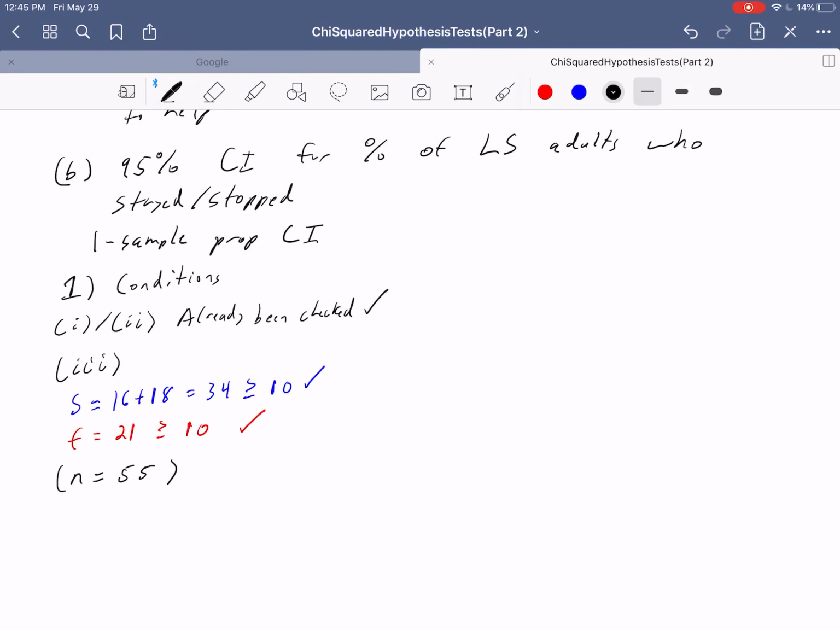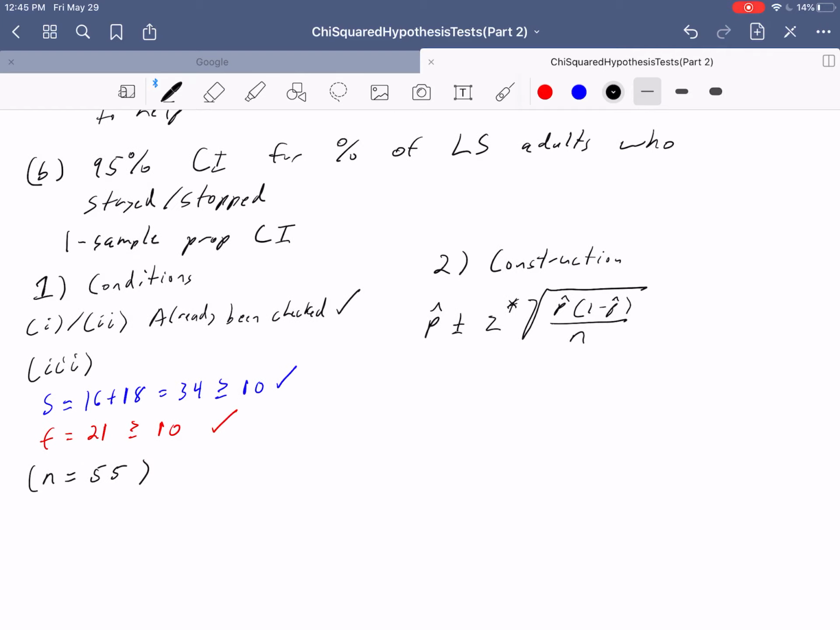Okay, so we have all that. Let's go ahead then and do our construction. So for our construction, we're going to have p hat plus or minus z star square root of p hat times 1 minus p hat, over n. And we're going to need three things: p hat, n, and z star. To get the p hat, we're going to take our successes, 34, and divide by our sample size, 55.